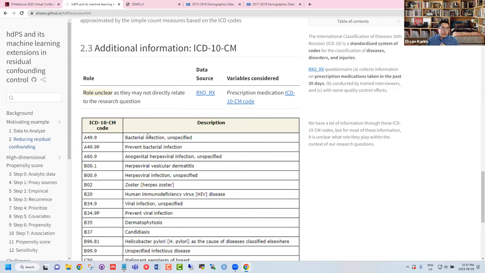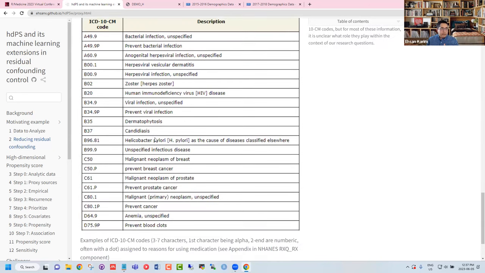Say, for example, if you find a code of A49.9, that means there is some sort of bacterial infection, right? If there is a code of C61, that means some sort of prostate cancer related medication this particular patient is taking. So these ICD-10 codes are there in the enhanced data source as well.